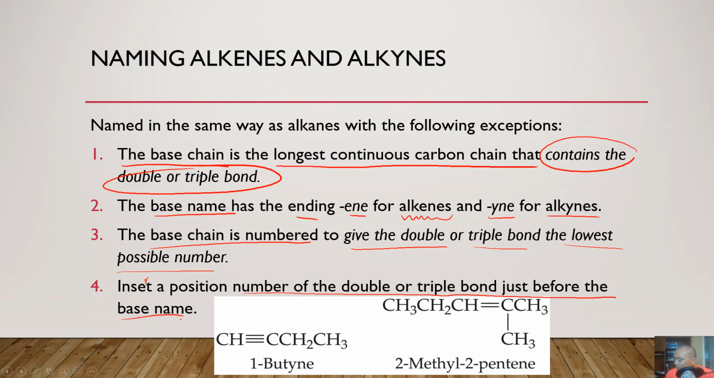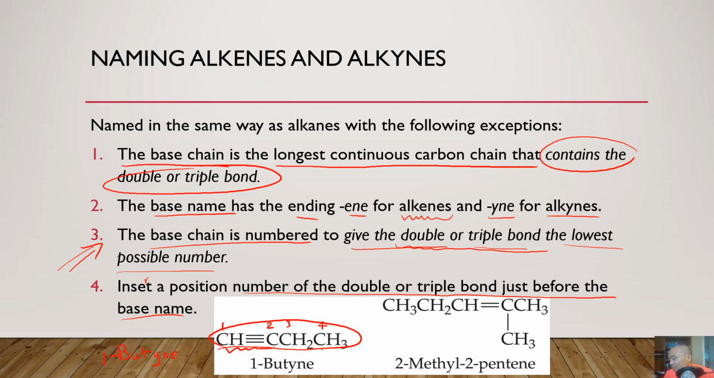For example, when you have the structure on the left side, this one has 1, 2, 3, 4. It has 4 carbons, so that's why you have but to represent 4. It also has a triple bond here, so that's why you have YNE. And you also need to indicate, in step 3, where the double bond or triple bond is. This one, the triple bond is on position 1.